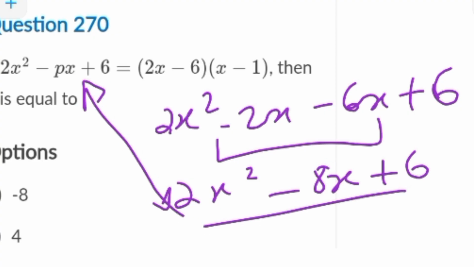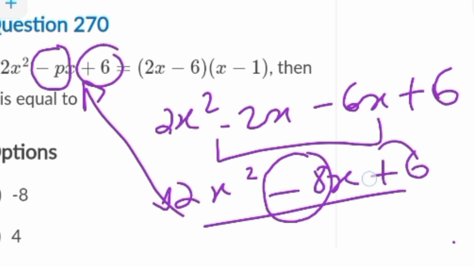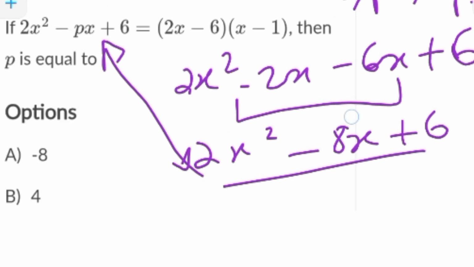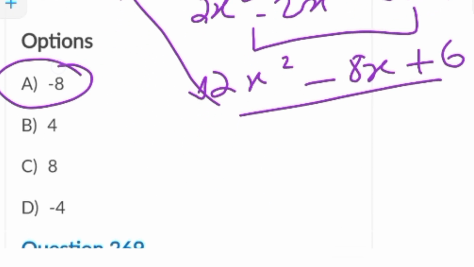So the minus p that is here is standing as minus 8. This one is already 6. This 2x squared is here. So minus p is equal to minus 8. From there, p will be equal to 8 when you solve it. So be careful of this option. This is not the answer. Don't make that mistake. The answer is p equals 8.